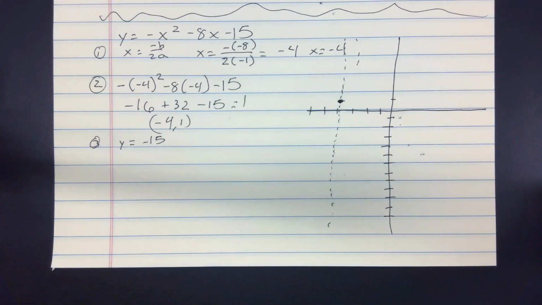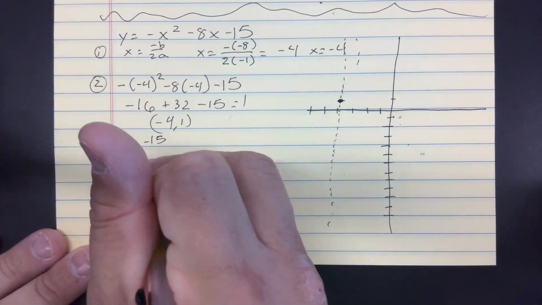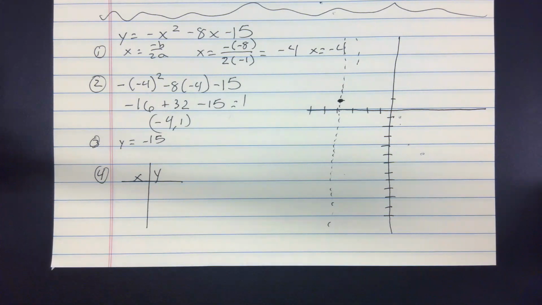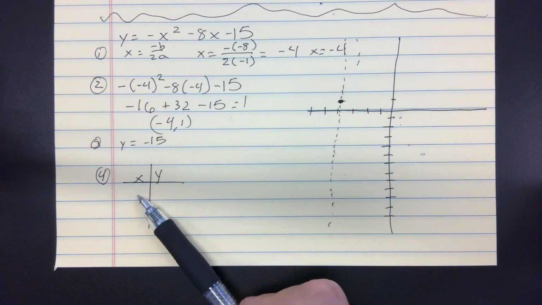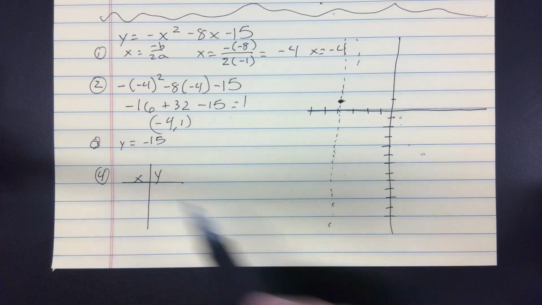Choose one closest to each side. Well, step number 4 is to make an XY table. So instead of picking 1 point, we're going to pick 2 points. Okay, so what x values do you want to pick?